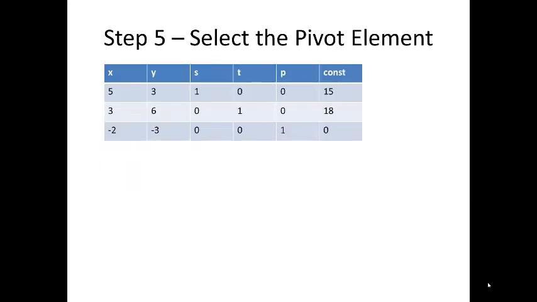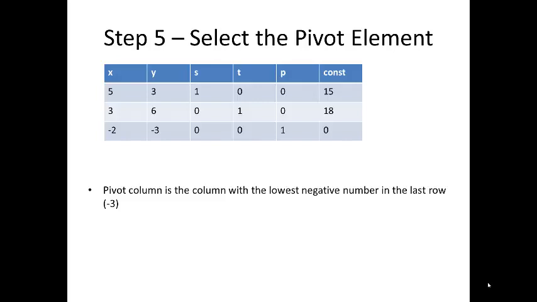To make it more optimal, what we want to do is select a pivot element. We begin by selecting a pivot column. The pivot column is the column with the lowest negative number in the last row. You can see the smallest negative number there is -3, so we're going to select that as our pivot column.